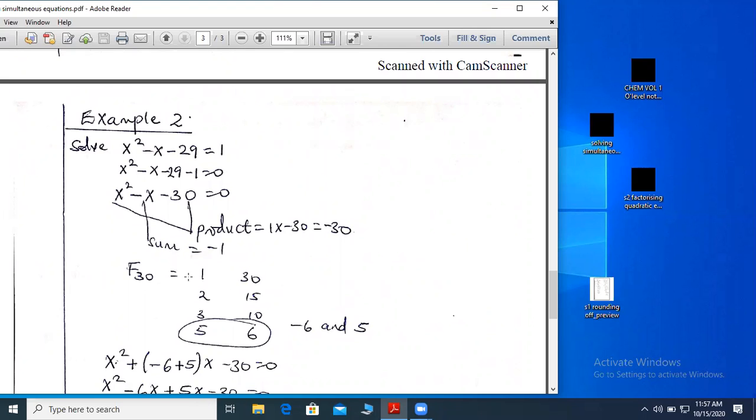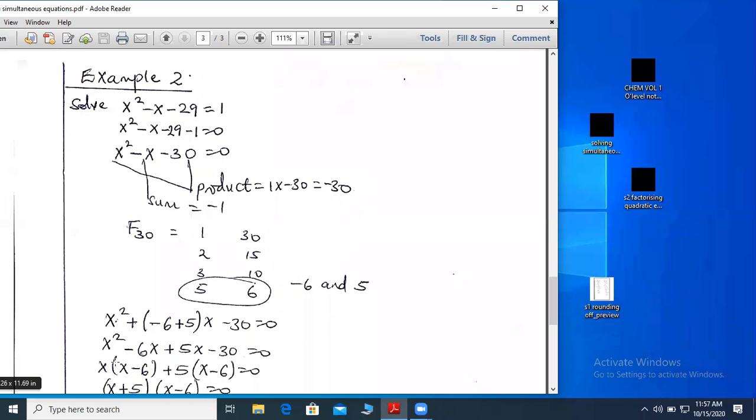So factors of 30, we have 1, it goes with 30. We have 2, it goes with 15. We have 3, it goes with 10. We have 5, it goes with 6. But if one of them is to be made a negative, the ones that will give you a sum of -1 are here. So the answer is -6 and +5. So we rewrite our equation and it becomes x squared, then where there is -1, we put -6 plus 5, into x minus 30.